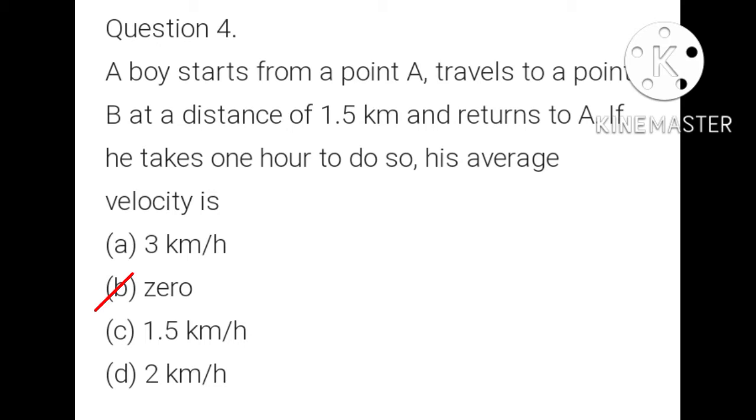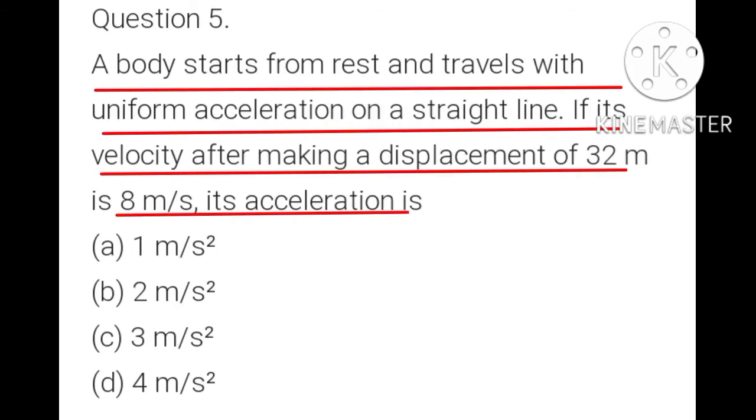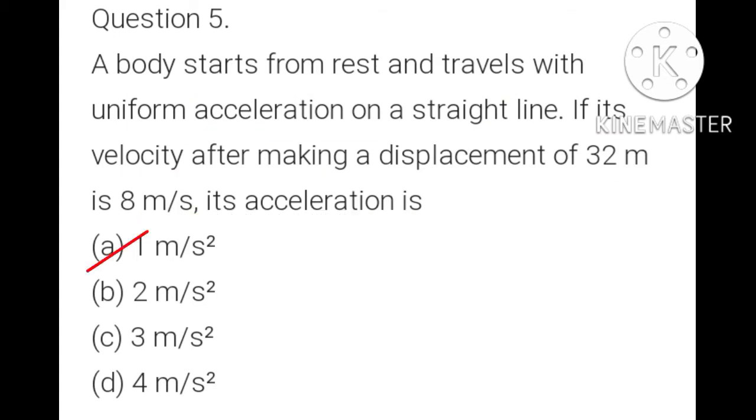Average velocity is 0. Question number 5. A boy starts from rest and travels with uniform acceleration on a straight line. If its velocity after making a displacement of 32 meter is 8 meter per second, its acceleration is: A option 1 meter per second square, B option 2 meter per second square, C option 3 meter per second square, D option 4 meter per second square.